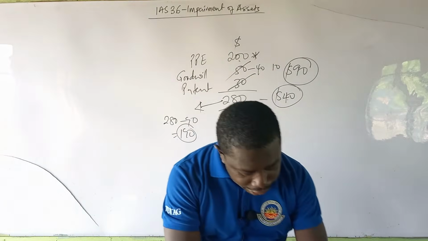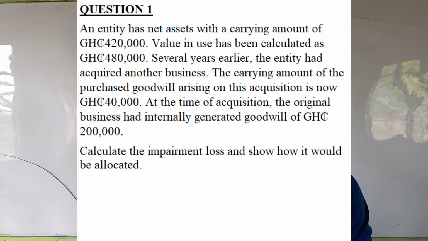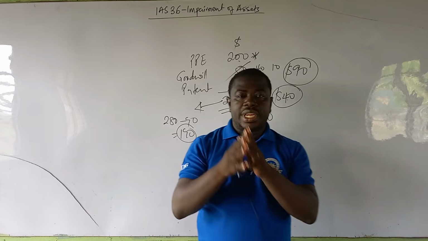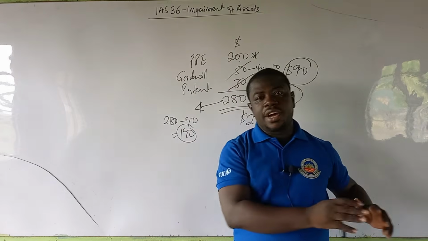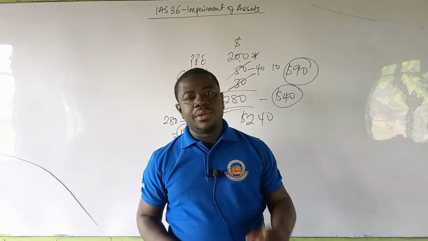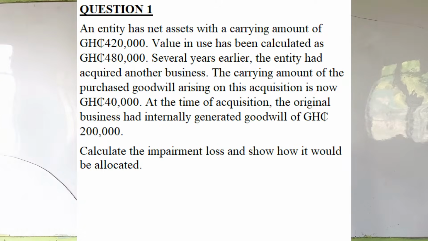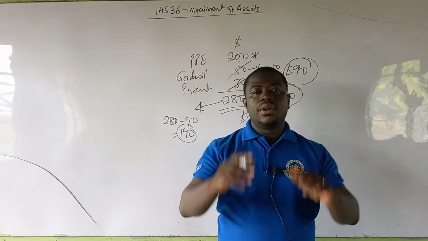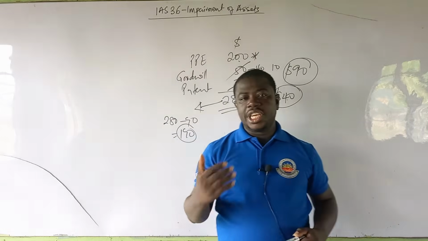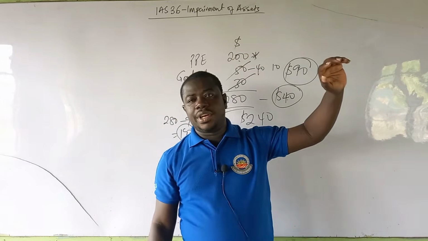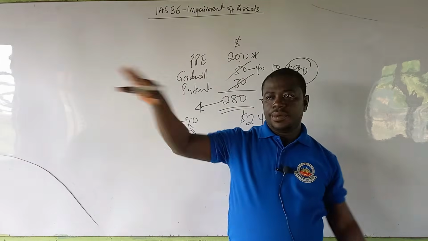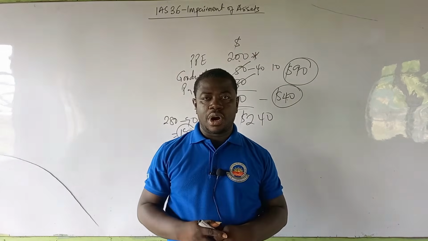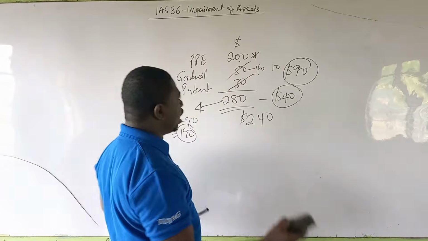Now, if you look at this question again, we are told that an entity has net assets with a carrying amount of 420,000 Ghana cedis. So the carrying amount or the net book value of the asset is 420,000 Ghana cedis. And we are also told that value in use has been calculated as 480,000 Ghana cedis. Now, we all know that to find your impairment, it is the carrying value of the asset minus its recoverable amount.